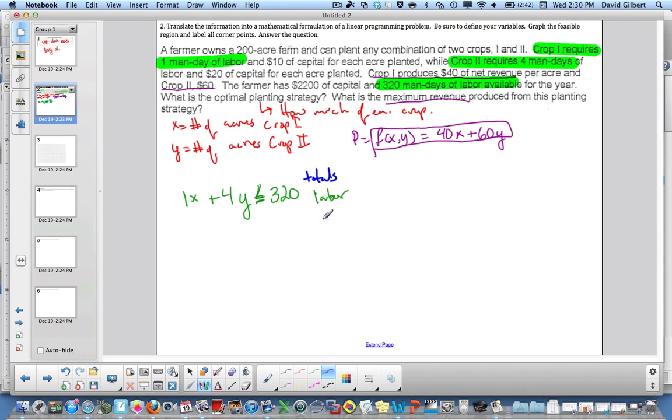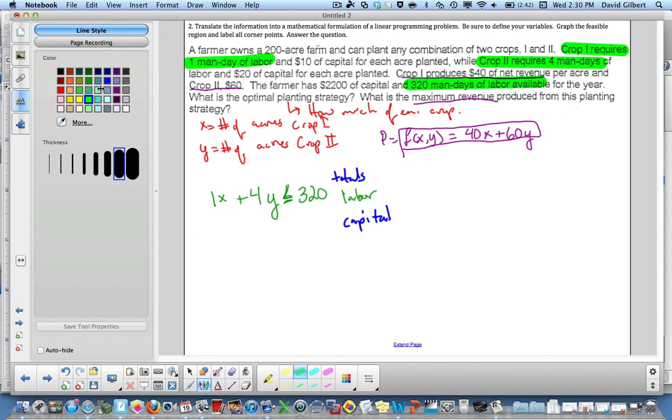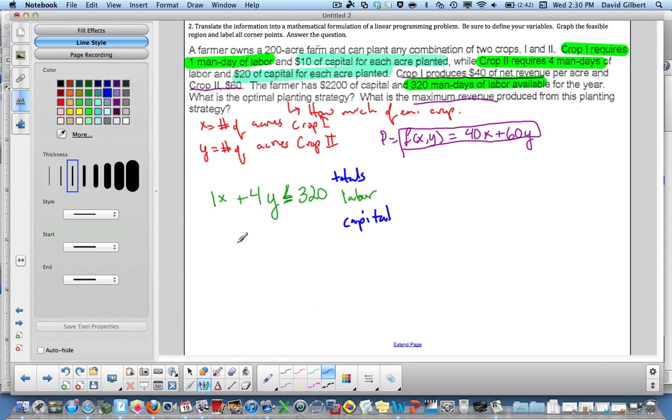Alright, our next constraint is going to be the capital. So the capital is $10 of capital for crop 1 and $20 of capital for crop 2. So what we're going to do is say that $10 times every acre of crop 1 plus $20 times the number of acres of crop 2 has to be less than or equal to $220.